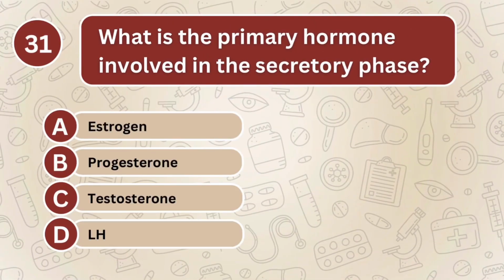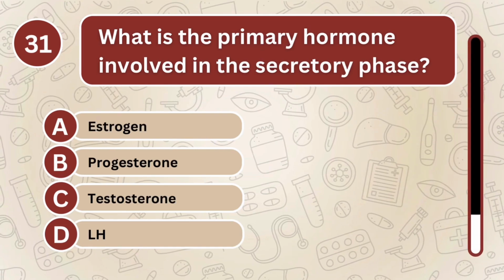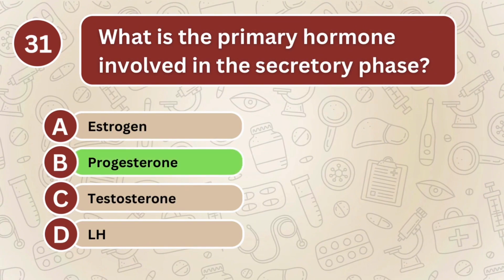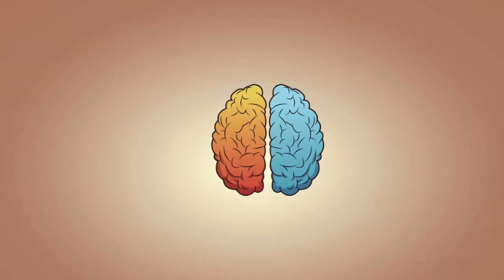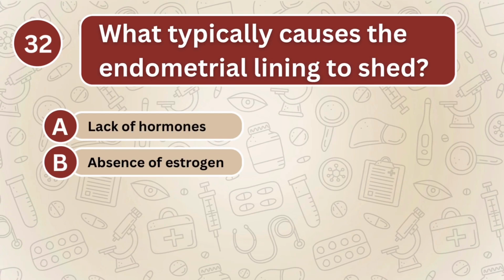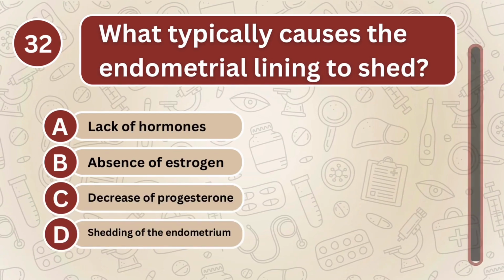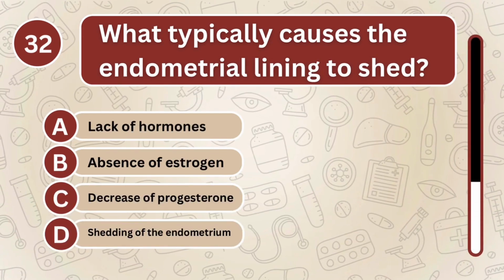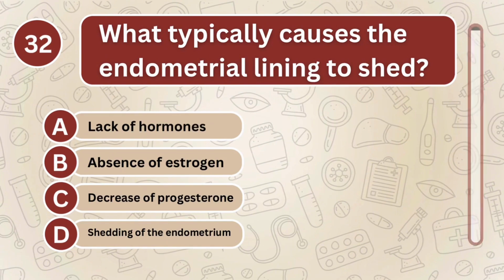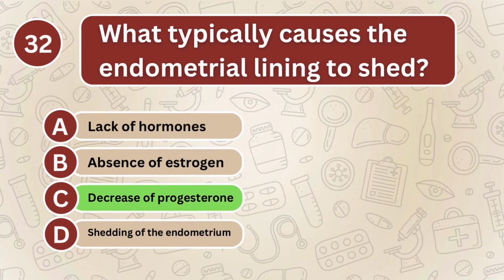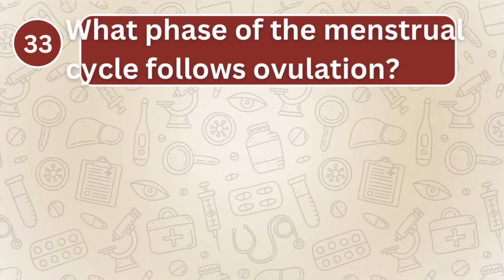What is the primary hormone involved in the secretory phase? It's B. Progesterone. What typically causes the endometrial lining to shed? Correct answer is decrease of progesterone.